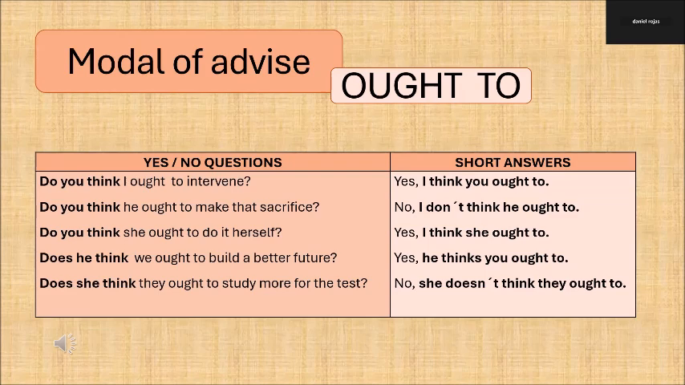Does he think we ought to build a better future? Yes, he thinks you ought to. Does she think they ought to study more for the test? No, she doesn't think they ought to.